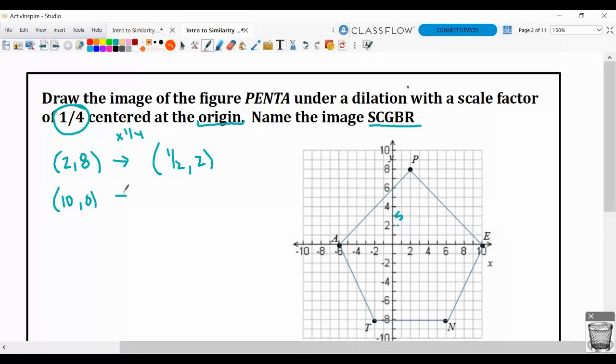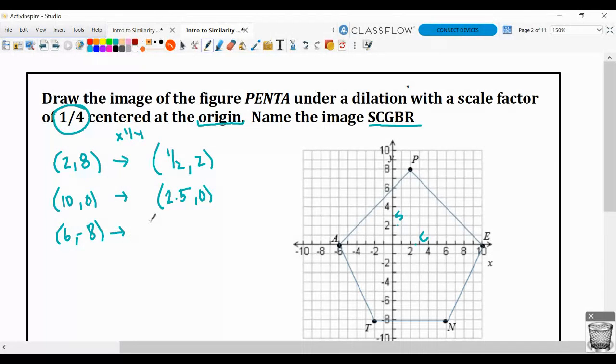So if we multiply that by 1/4, we get 5/2. So we get 2.5, 0. So I'm going to go ahead and put a point at 2.5, and that'll be C. And then let's go to N. Down here is 6, -8.